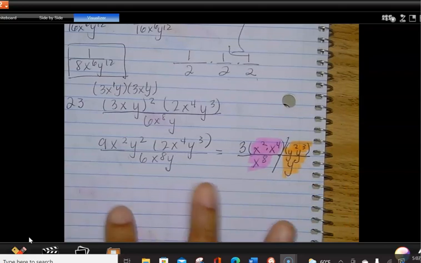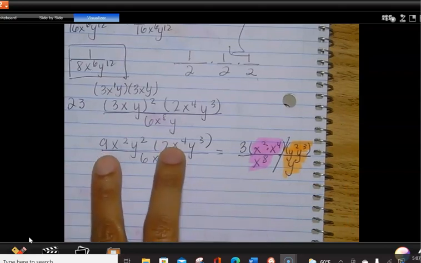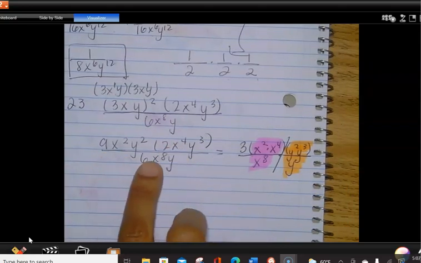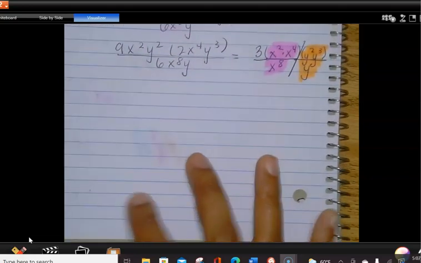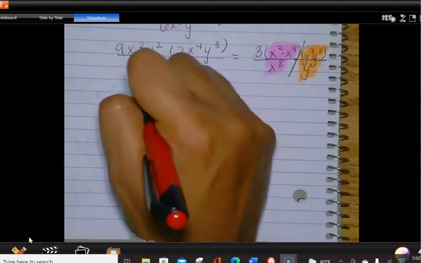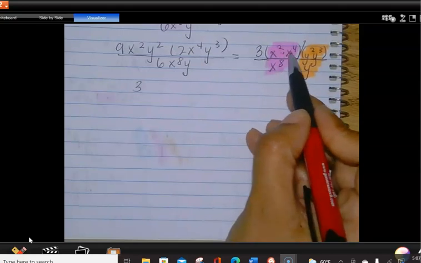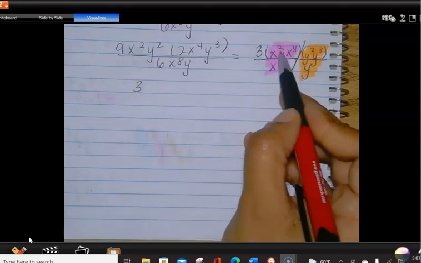Okay, and let's see what we got now. So remember, again, I got 9 times 2, which was 18. 18 divided by 6 is 3. All right, so now I have 3. And again, I'm going to add those, which is 6.